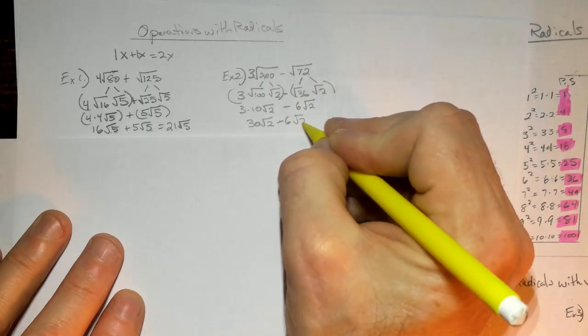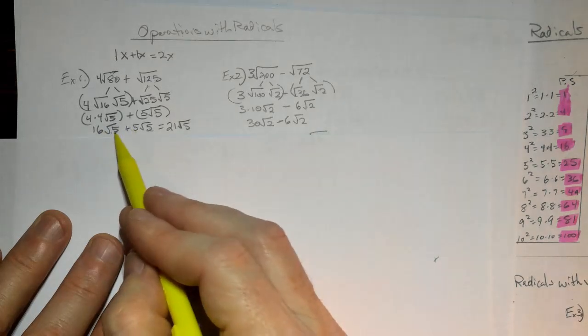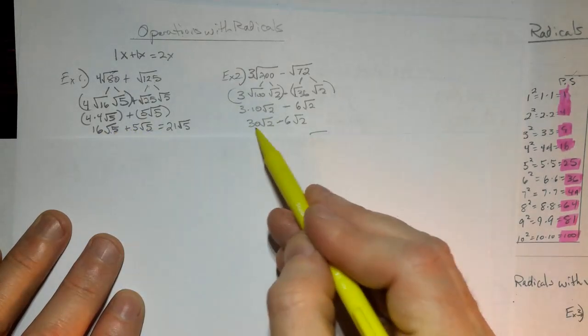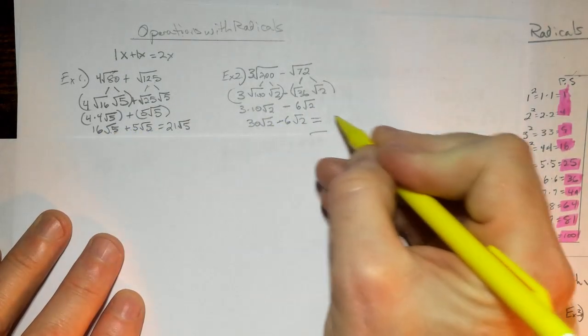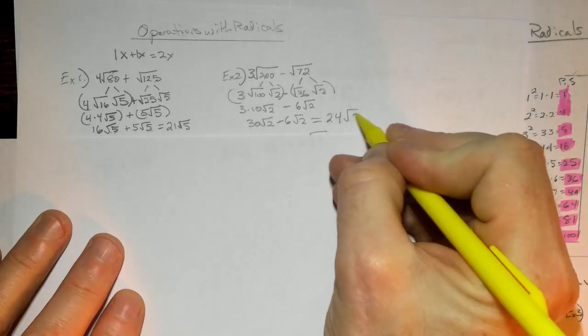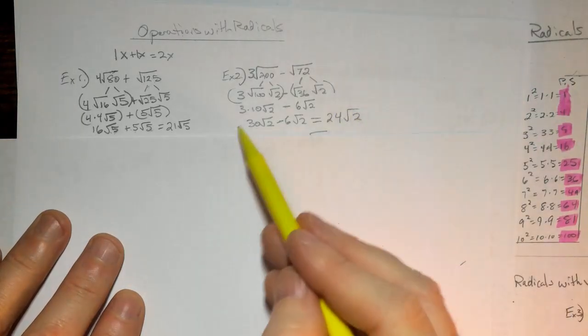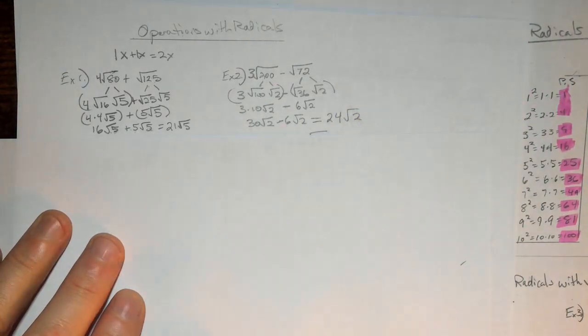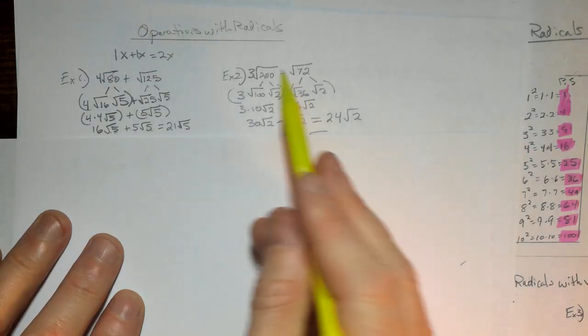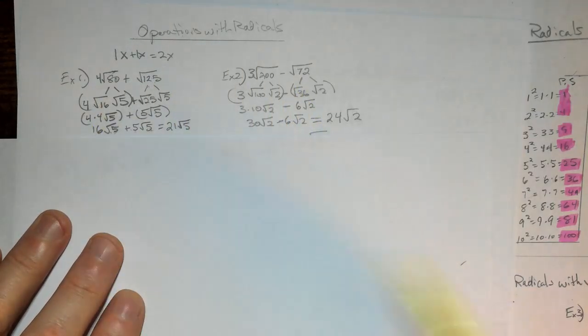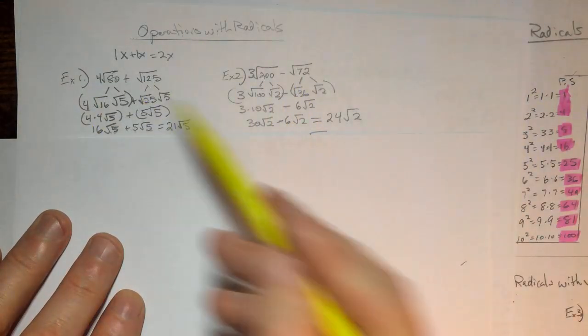And now, again, we added the coefficients if the bases are the same. So here, we'll just subtract the coefficients if the bases are the same, and we get 24 square roots of 2. So 30 minus 6 is 24. Not super complicated, but there is some prerequisite knowledge that you need, which is understanding how to factor.